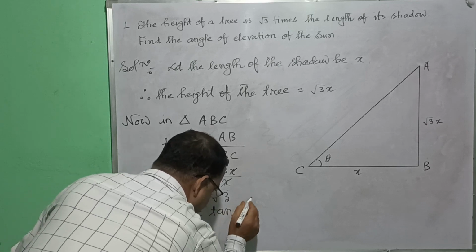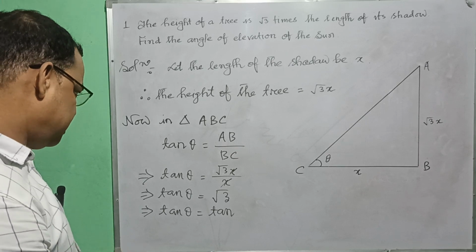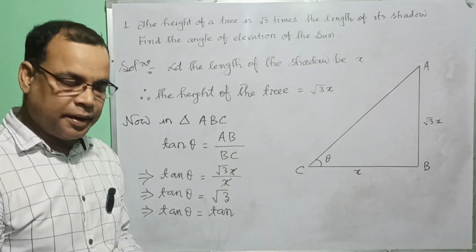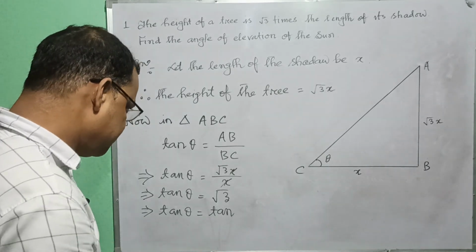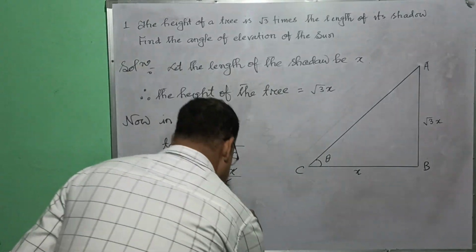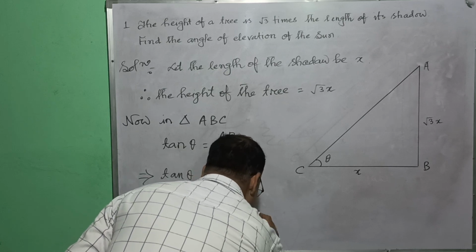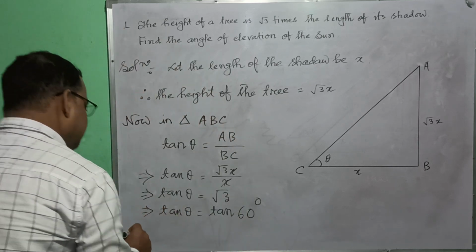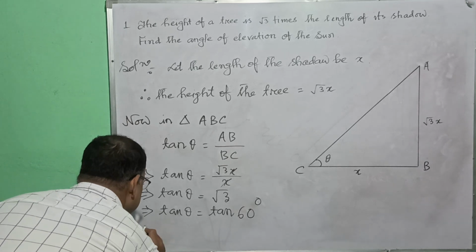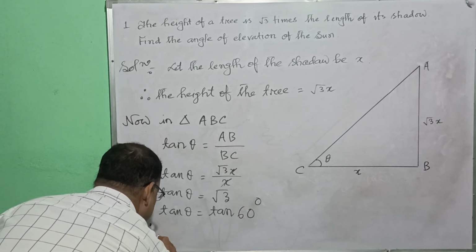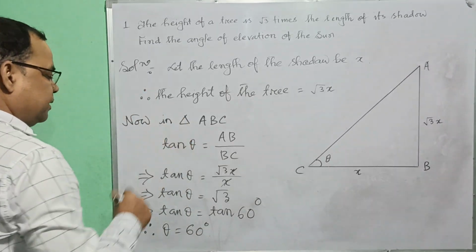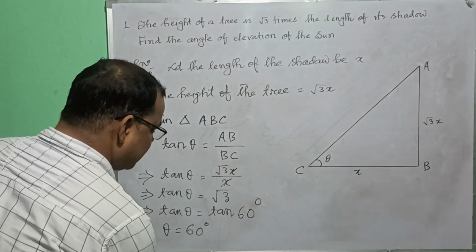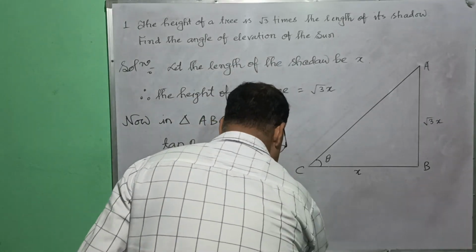This implies tan theta equal to √3. Now what is the value of root 3? Means tan 30 degree or 60 degree. So we know that tan 60 degree is root 3. So we'll write here tan 60 degree. So by comparing both sides, we'll write therefore theta equal to 60 degree. Now we'll write the answer.